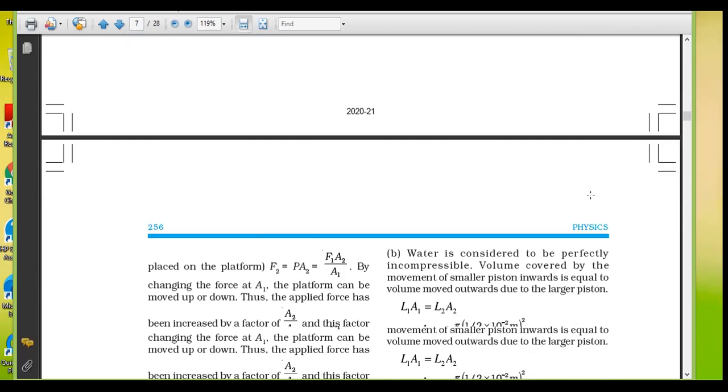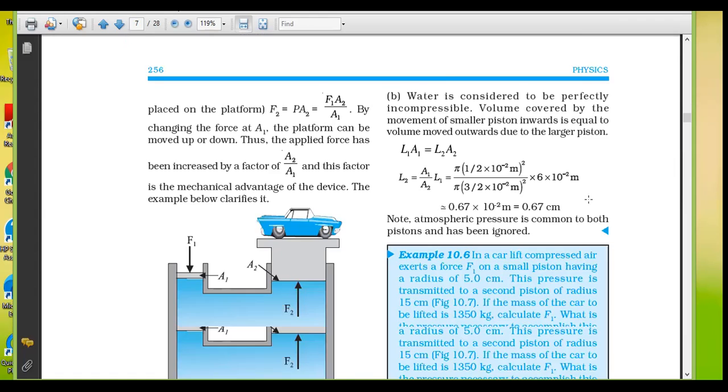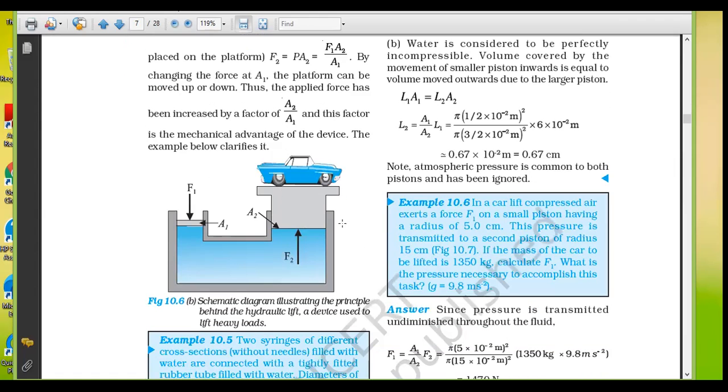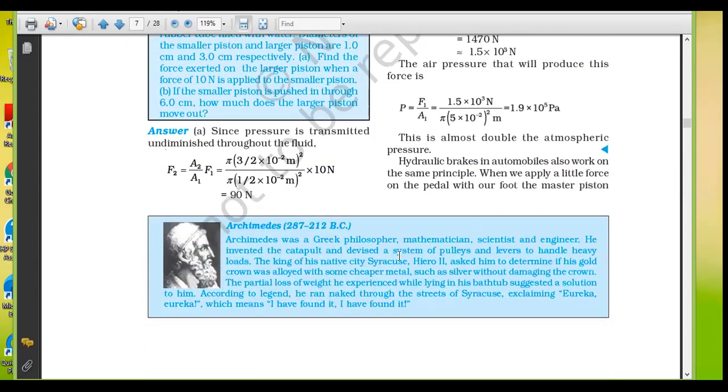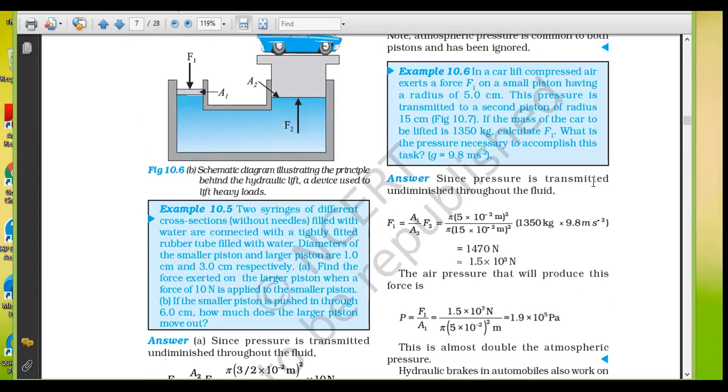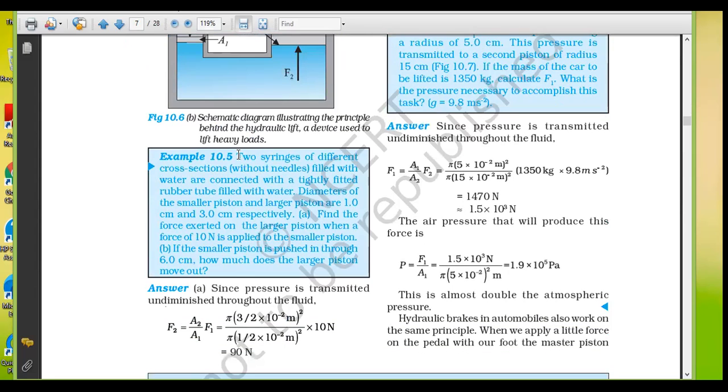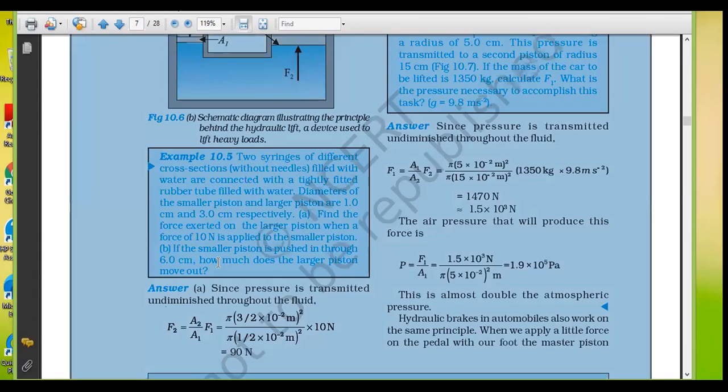Talked about the automobile shops where they use this. Yeah, you see the car is lifted like this. I even showed you some syringes, right? Syringe experiment. So go back and start doing these problems. Okay, very simple. You see, even here in the example, they have given two syringes of different cross section without needles, right?